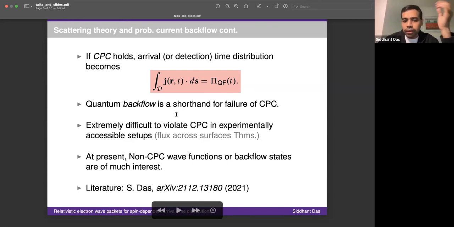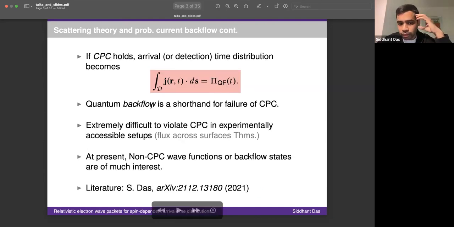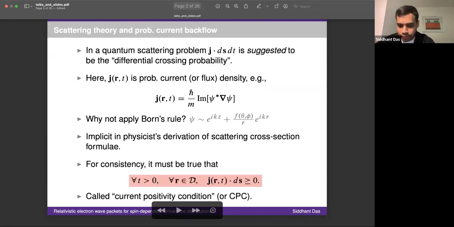Now, the wave functions for which this current positivity condition is violated are difficult to find. But in principle, they exist, and such states are nowadays called backflow states. And there is much interest in trying to come up with these kinds of wave functions. But if you read, again, the scattering papers of Shelley, Detlef, and other people, also in the mathematical physics literature, you can understand why it is very difficult to violate this kind of condition. Or I should put it differently.